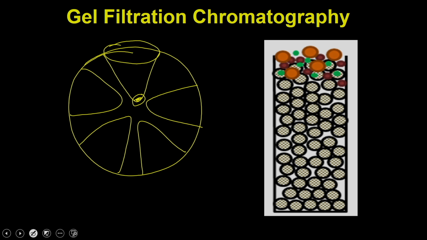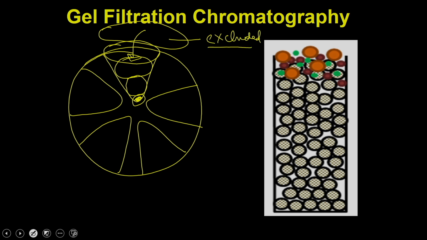When you load these beads with different types of molecules, the molecules enter into these pores, and the smallest molecule enters and sits at the bottom of the pore. Then the molecule bigger than this sits on top of it, the next bigger molecule sits on top of that, and the largest molecule sits on top of this, whereas a molecule bigger than this is excluded from the column.